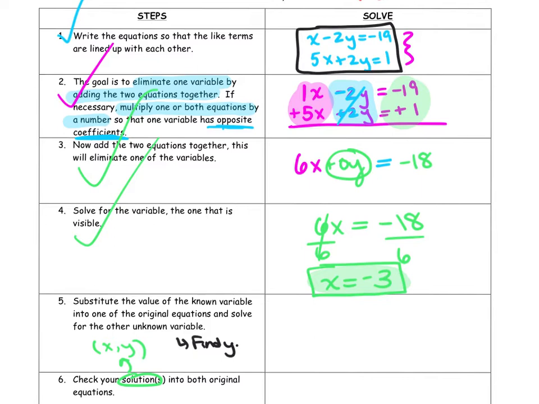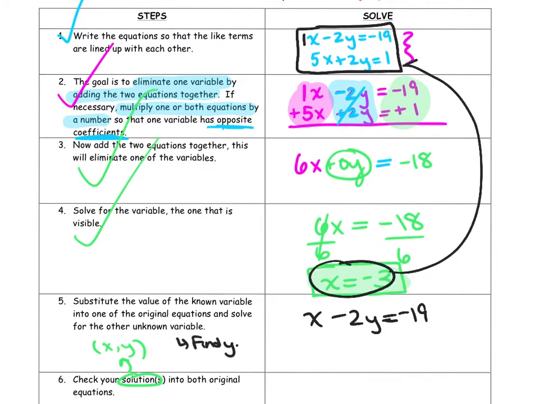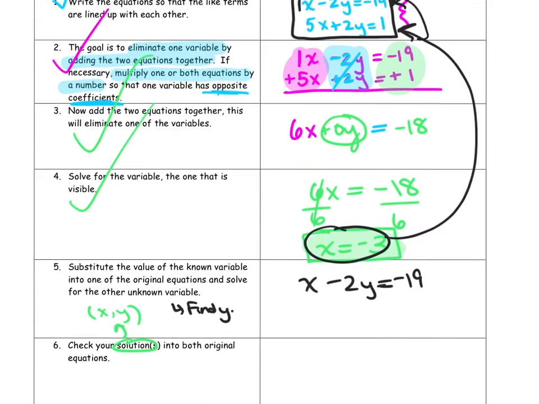And I'm going to go with the equation that has the 1 out front of the x. It's just easier, I think. Doesn't matter, though. So I'm going to use this equation, x minus 2y equals negative 19. Could I have plugged x equaling negative 3 into the bottom? Absolutely. It could go into both. It's a good way to check to make sure you did it right.